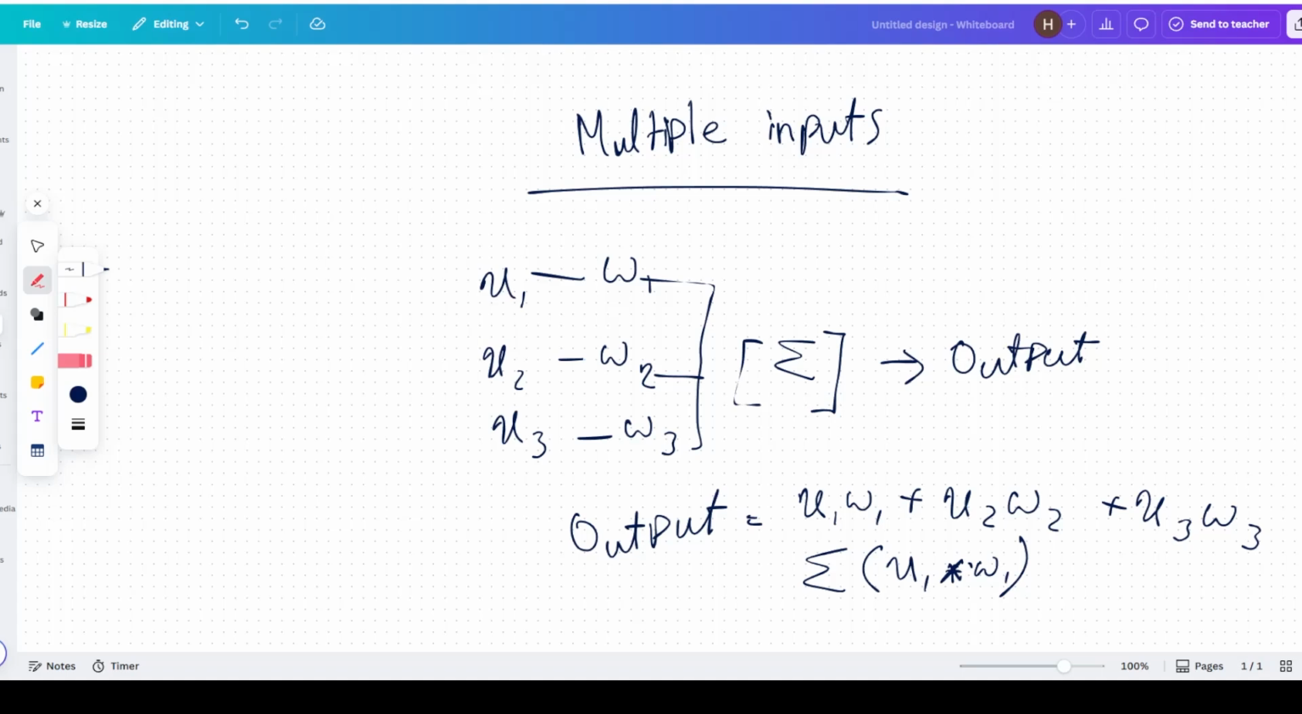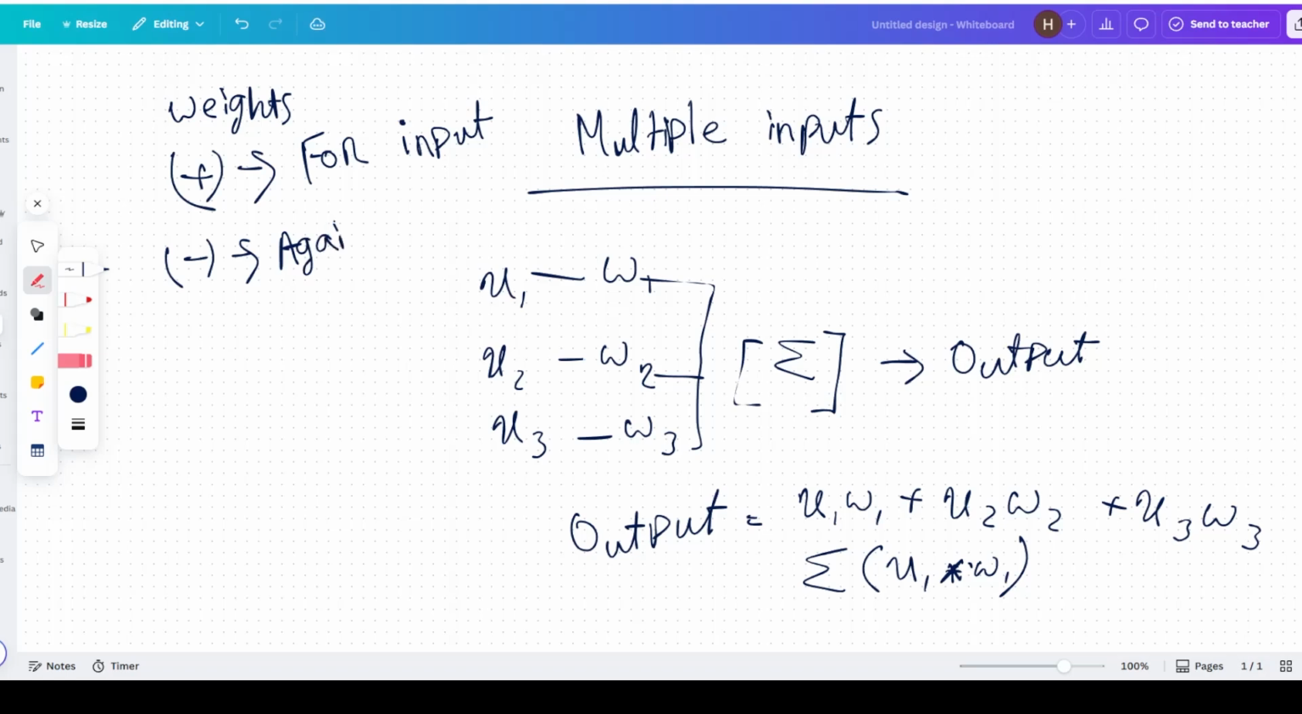So what are the different scenarios we can have? Let's say I have some weights here. If I have a positive weight, it will vote for the input. If I have a negative weight, it will vote against the input. And if I have a zero weight, it won't have any influence at all.